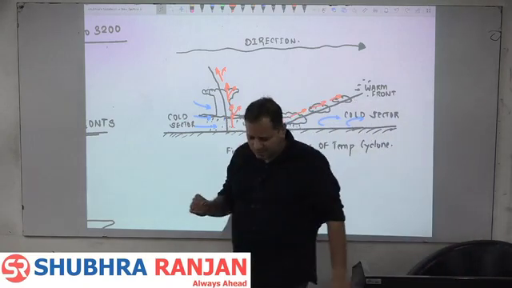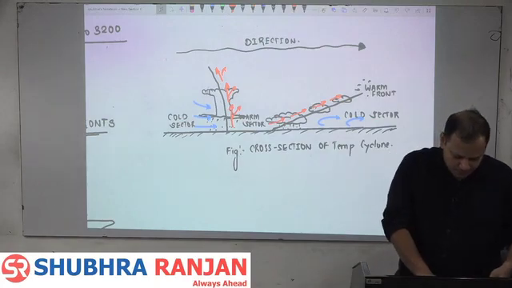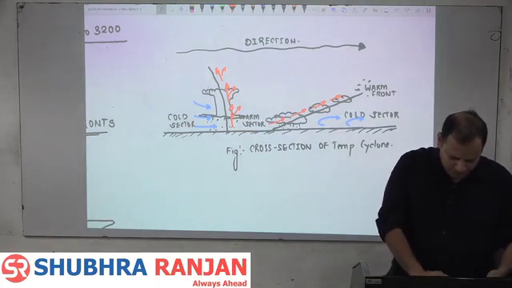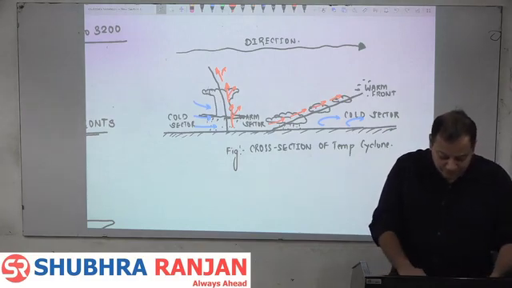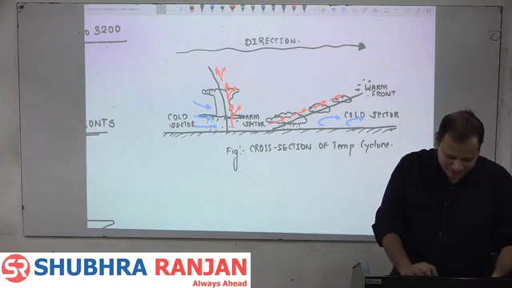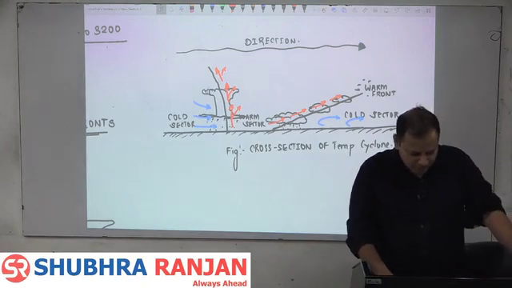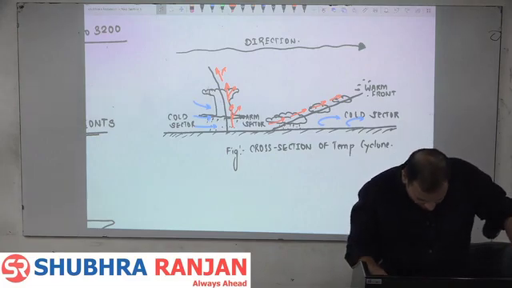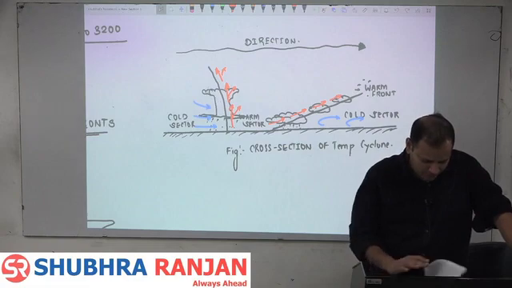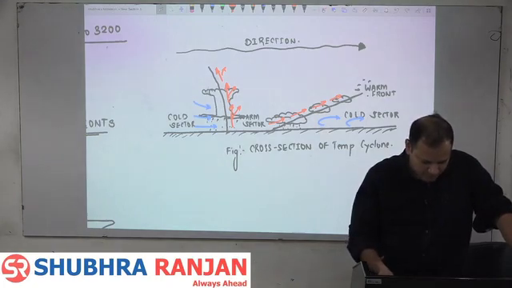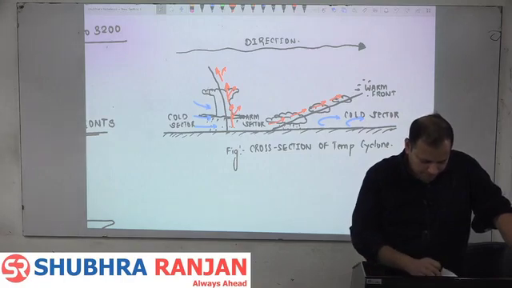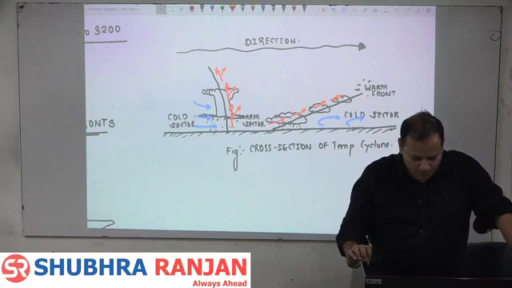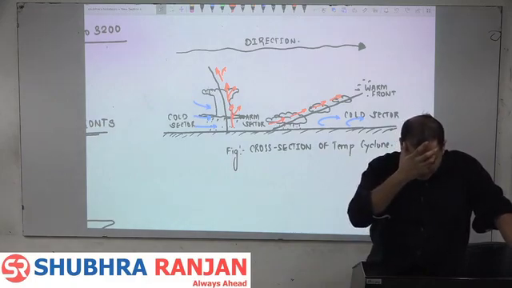Though there is no general path, though there is no definite path, temperate cyclones generally flow or commonly flow from west to east, and these are known as cyclone tracks. These are known as cyclone tracks.